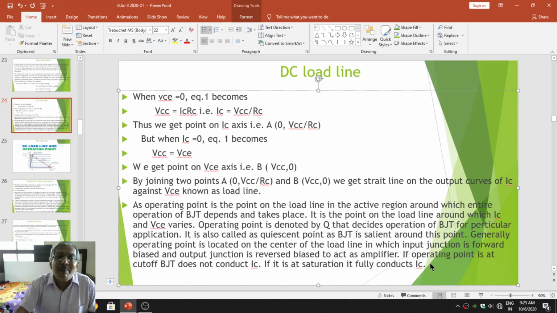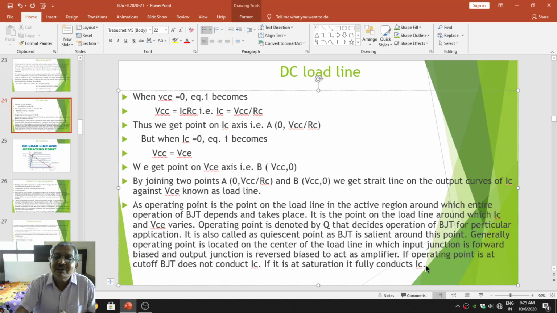Friends, what does biasing mean now? By setting the proper collector current IC, by supplying the proper power supply VCC, once the operating point is placed in the respective region, then it should remain at the same point until the completion of the operation of that particular BJT.